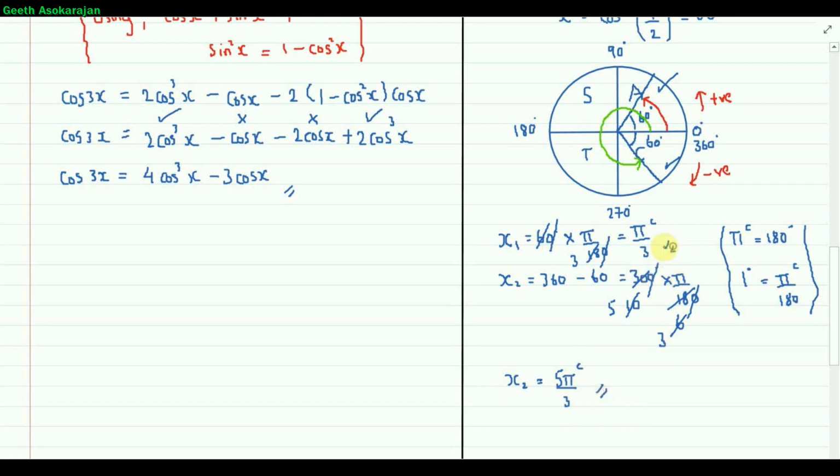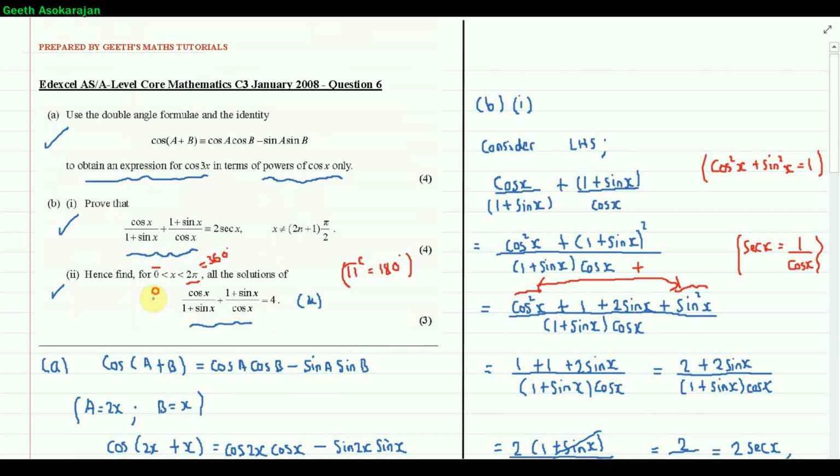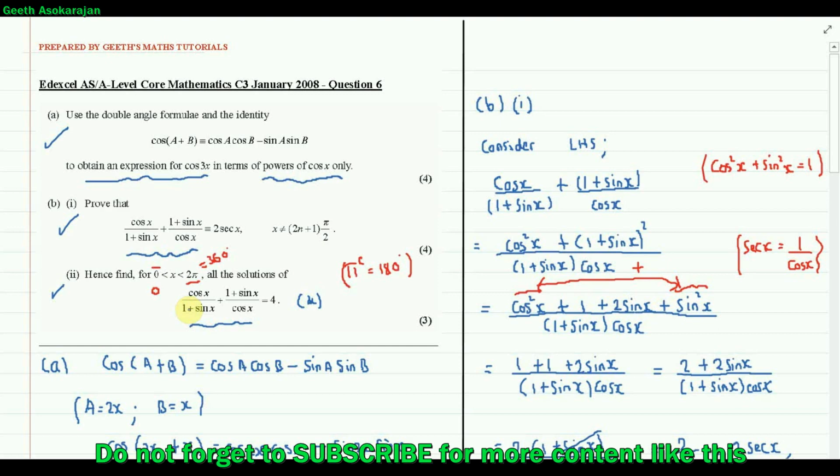So here are the two solutions that we have: pi over 3 and 5 pi over 3. These are the solutions to this equation as far as part B 2 is concerned. That completes that part, and that also completes the question in its entirety.